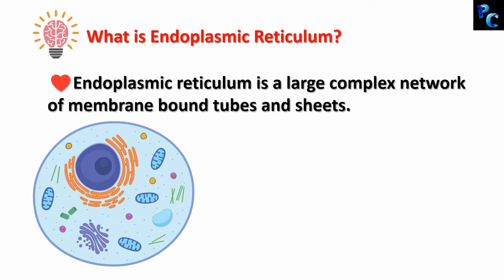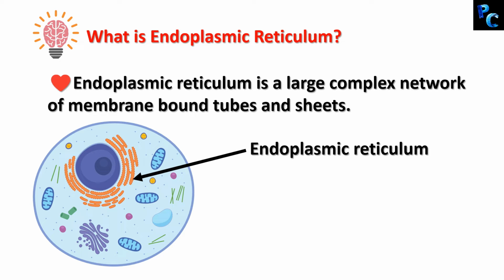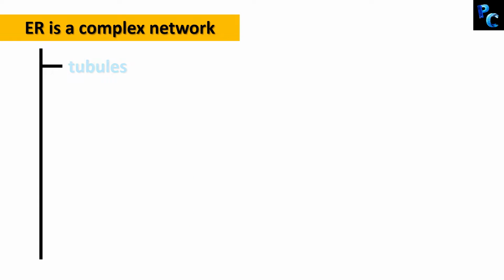This is a simplified version of a cell, and the orange structure near the nucleus is the endoplasmic reticulum. So you can see that it forms a network-like structure all over the cell, and this network is a complex network. Endoplasmic reticulum mainly has three components: the tubules, the cisternae and the vesicles.